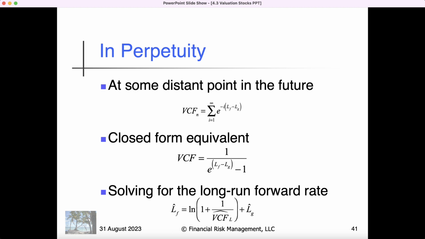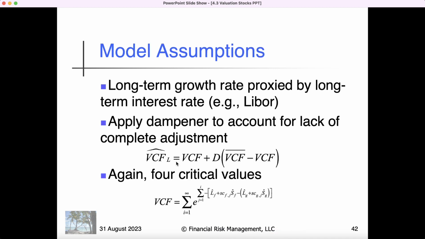At some distant point in the future, we would expect the value of these cash flows simply to be the difference in the perpetual forward rate and the perpetual growth rate. The closed form equivalent of that can be represented this way. If we solve for the long run forward rate, we can infer a long run forward rate with this expression. If we assume a long-term growth rate is proxied by the long-term interest rate, for example LIBOR or now SOFR, the secured overnight financing rate, or some other, say the 30-year treasury, we could apply a dampener to account for the lack of complete adjustment. Some industries might not adjust completely.